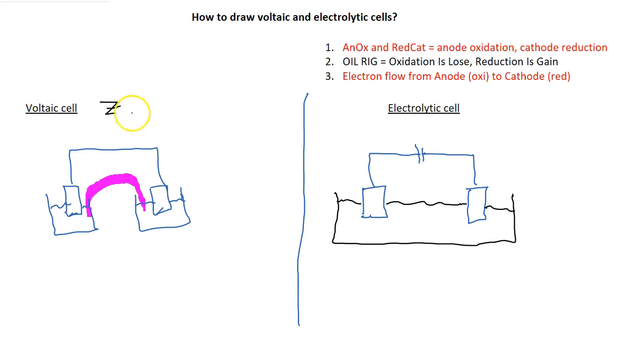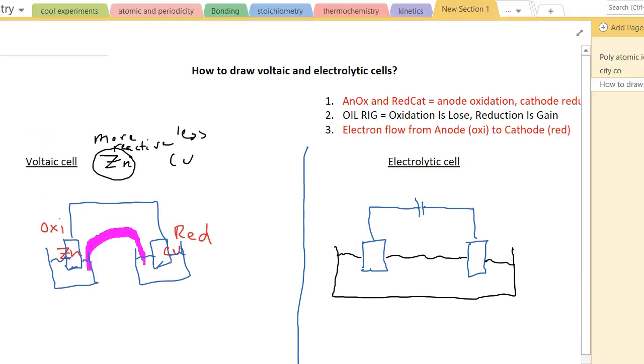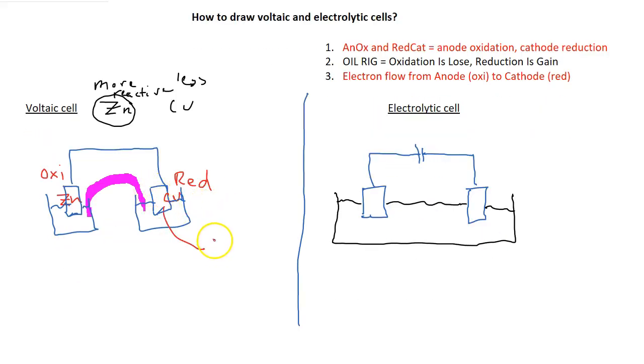So let's say you have a voltaic cell containing zinc and copper. This is a common one. The zinc is more reactive, so it's going to be easier to oxidize. So the zinc is going to get oxidized. I'm going to put the zinc here. And therefore the copper will be reduced. Applying the first rule, an ox and red cat, the anode will be oxidized and the cathode will be reduced. So this is your cathode, and this will be your anode.